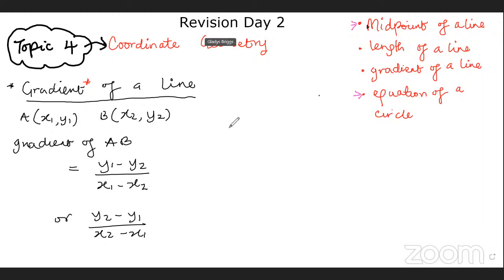Let's say you have these points: (5, -7) and (-3, 0). This is point A and this is point B. You're being asked to find the gradient of the line that joins these two points, the line AB. Gradient of AB.